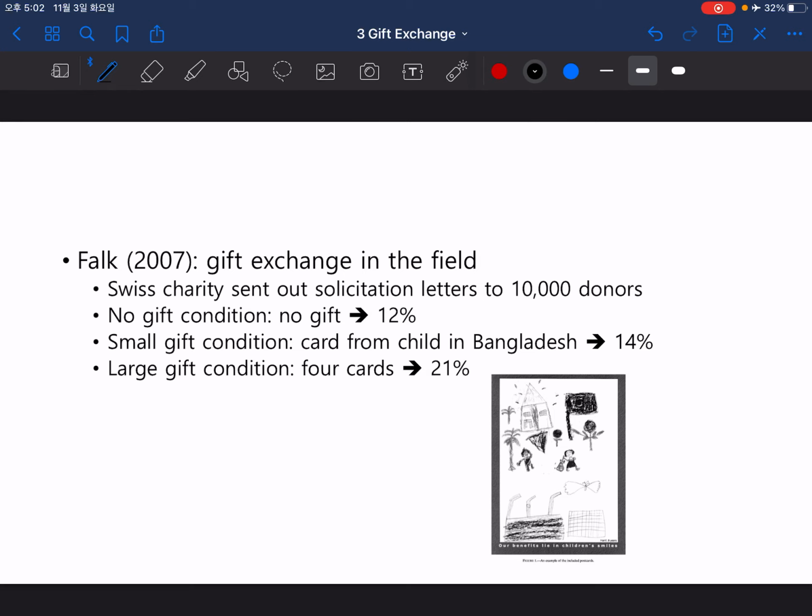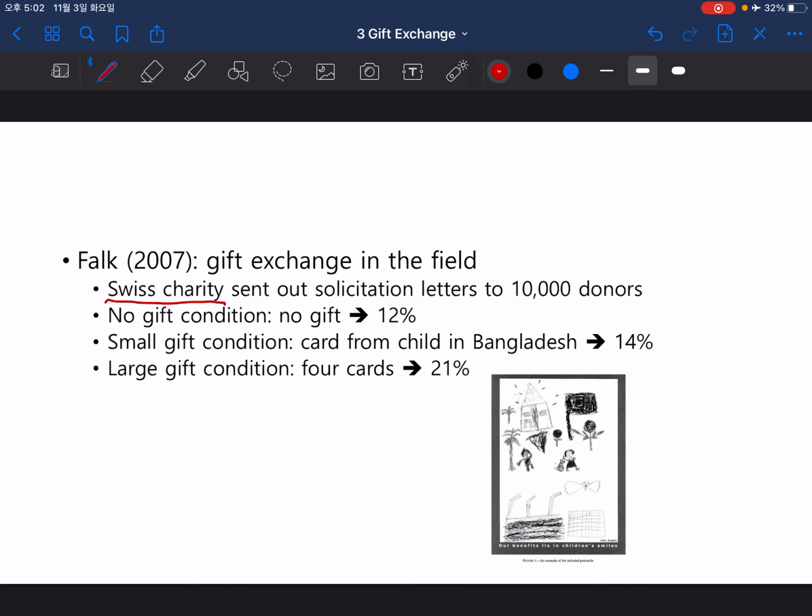This is a research about gift exchange in the field. In particular, there is a Swiss charity, and this Swiss charity sent out letters to 10,000 donors. In this letter, they explain their situation and invite donations to their charity.